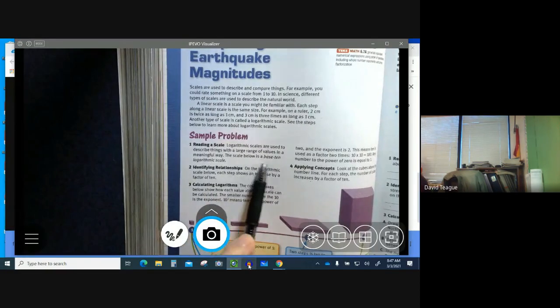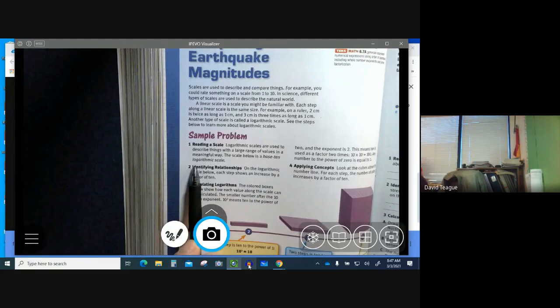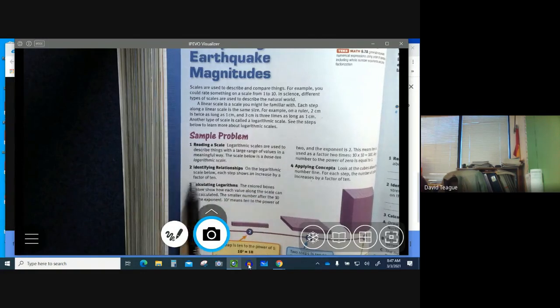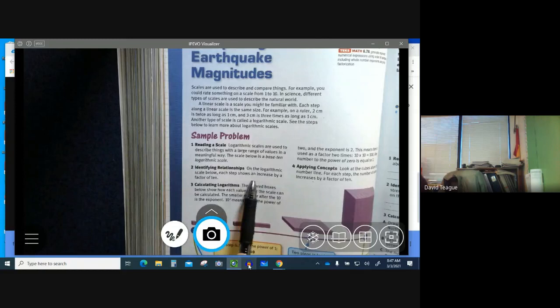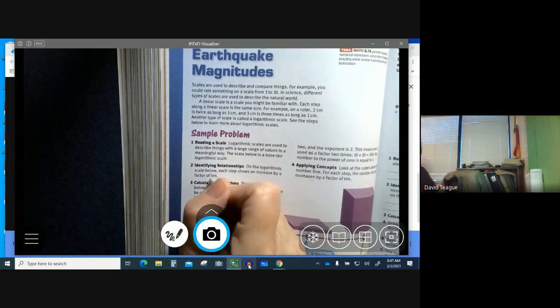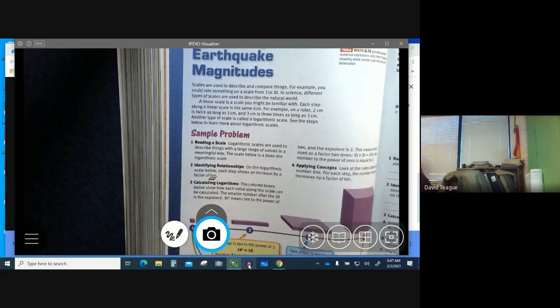The scale below is a base 10 logarithmic scale. Identifying relationships on a logarithmic scale: below, each step shows an increase by a factor of 10. So it's 10 times. So every step you take is 10 times more.